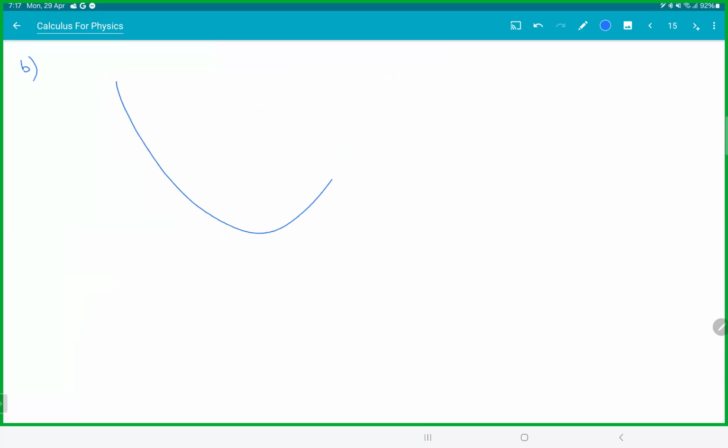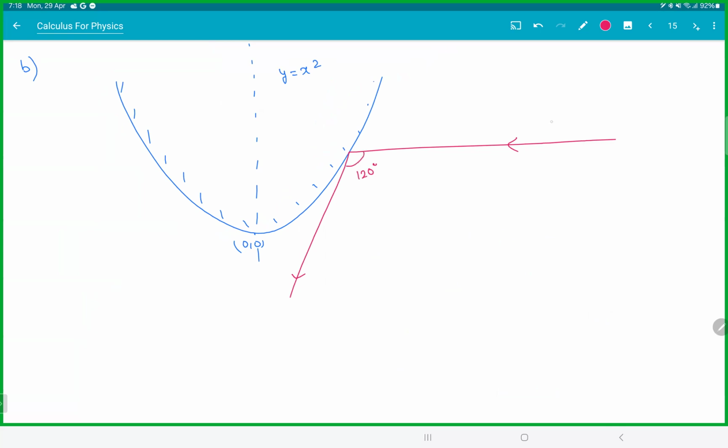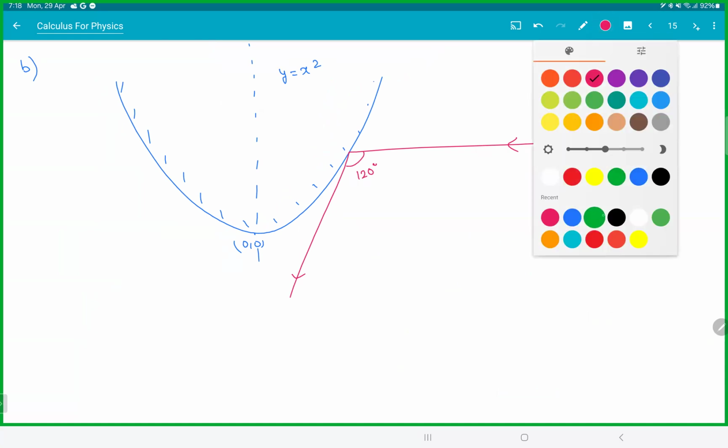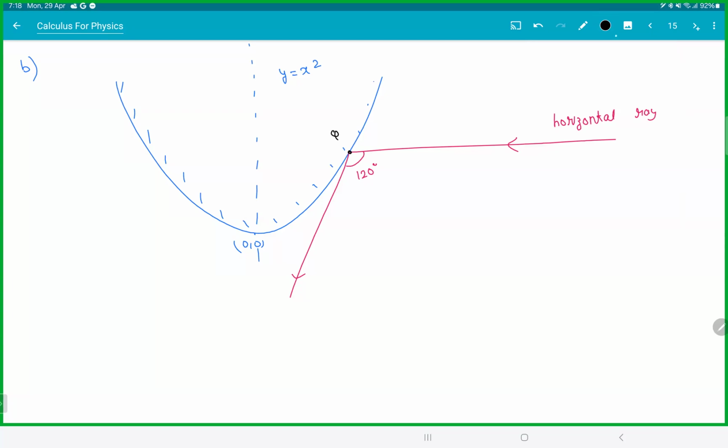Let's see a similar one. Same mirror, y is equal to x square. This is the origin. This time the light ray comes like this and goes off like this. And this angle is 120 degrees. I just changed a few values there. Let's call this point Q. Find the coordinates of point Q.